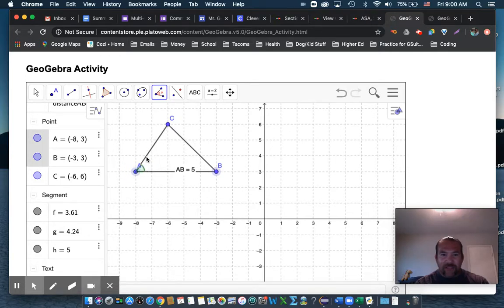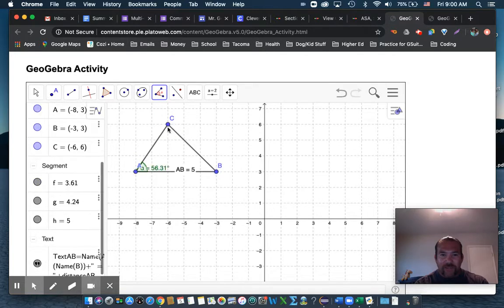So see how that green is popping up and it's kind of following my mouse? As soon as I go up, I can go past it if I want to get a bigger measure, but I'm going to go B, A, C. So that tells me that angle A is 56.31 degrees. All right. Now I'm going to do the same thing to find angle B.